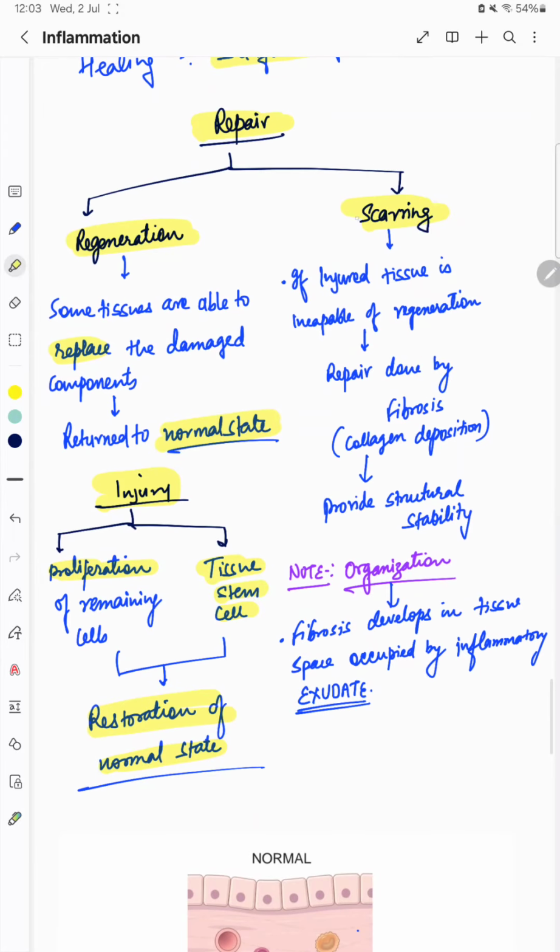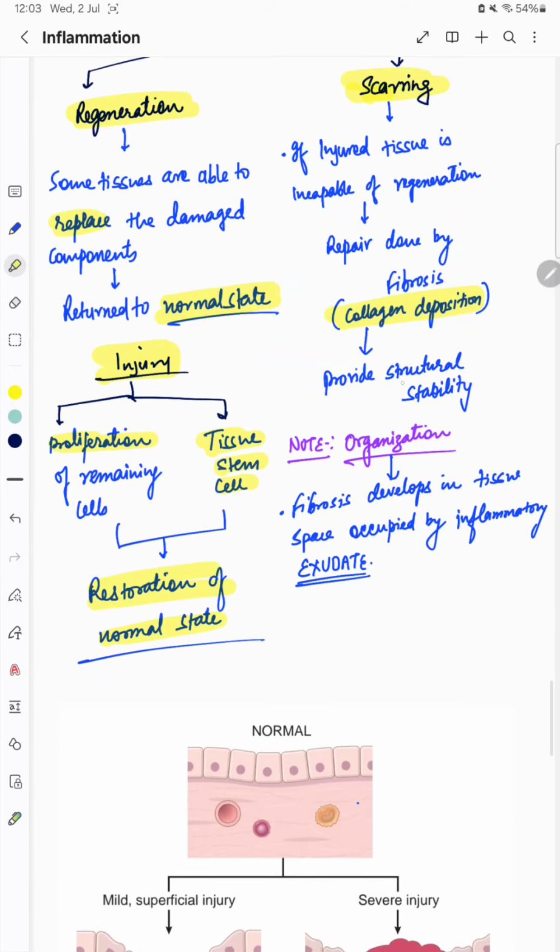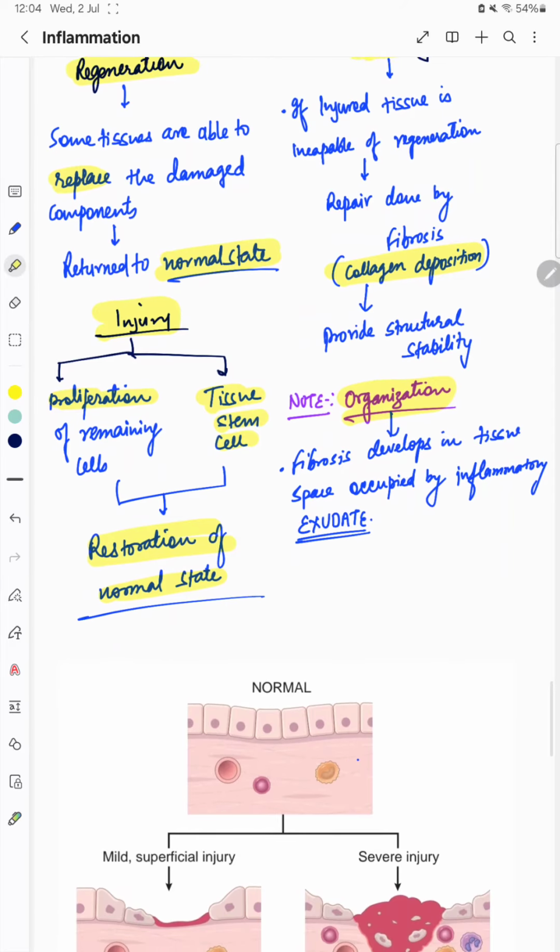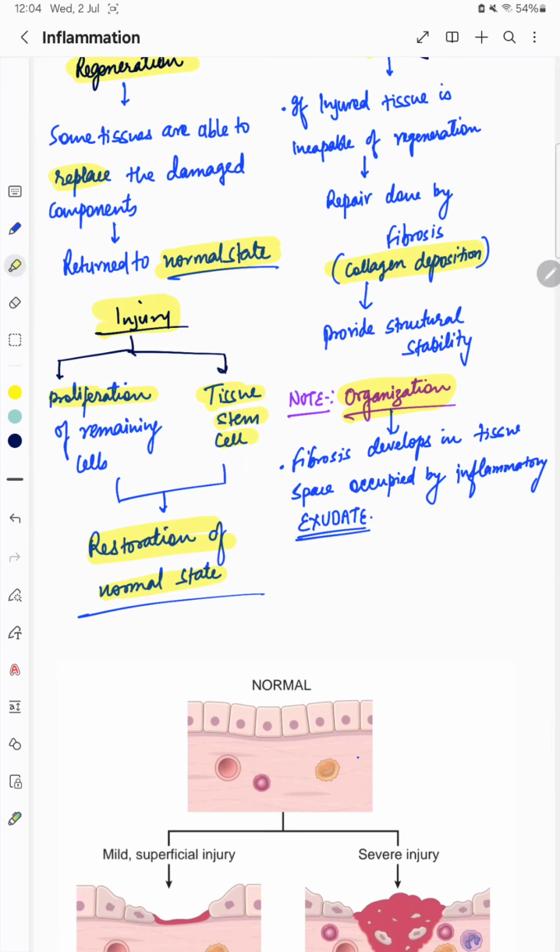On the other hand, in scarring, when the injured tissue is incapable of regeneration, then there will be scarring. Then repair is done by fibrosis, meaning deposition of collagen, and it provides structural stability. The term organization stands for fibrosis that develops in tissue spaces occupied by inflammatory exudate. Whenever a tissue space is filled with inflammatory exudate and fibrosis sets in such spaces, this is known as organization.